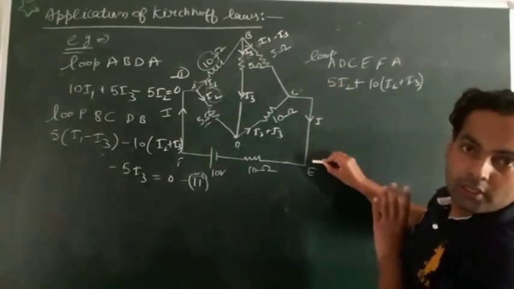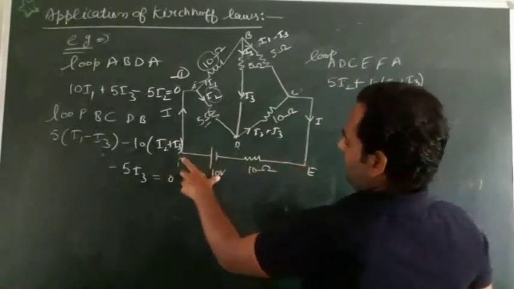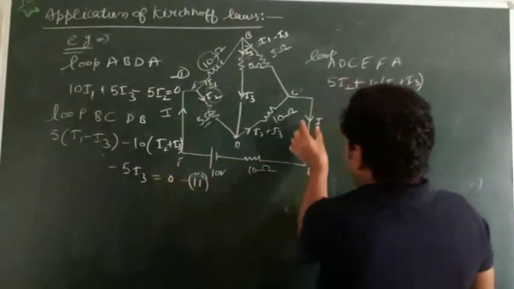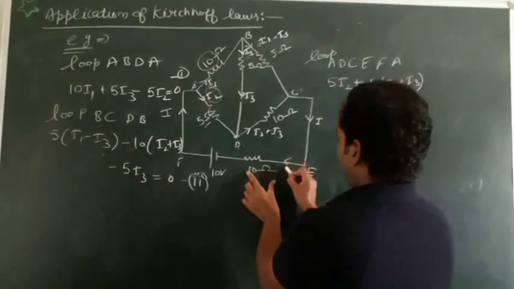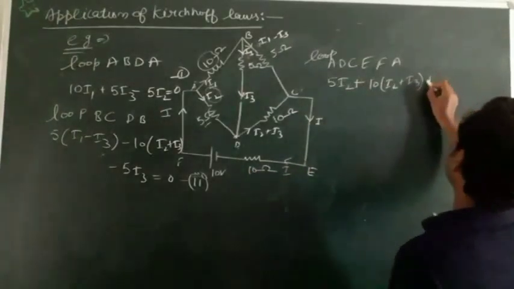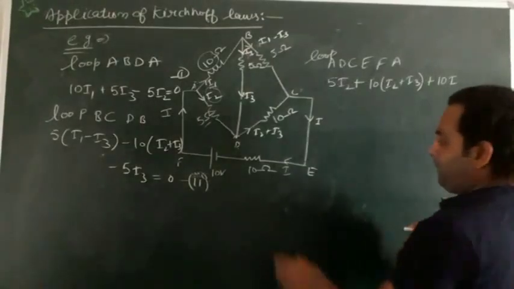There is no resistance. When we move from E to F, the current is also from E to F. So what is the current here? Here it is I. So the product of 10 and I is taken as positive. So here it comes out to be 10I.